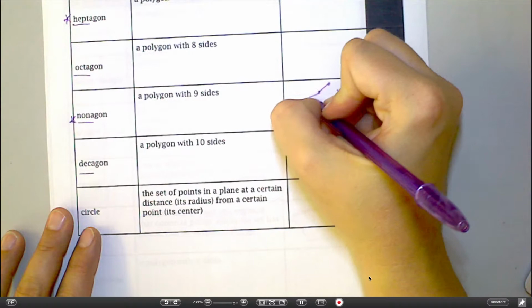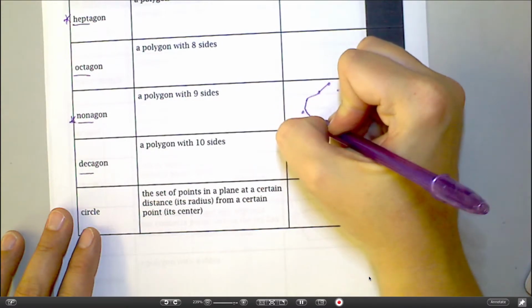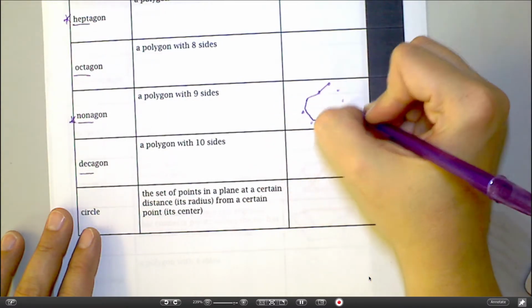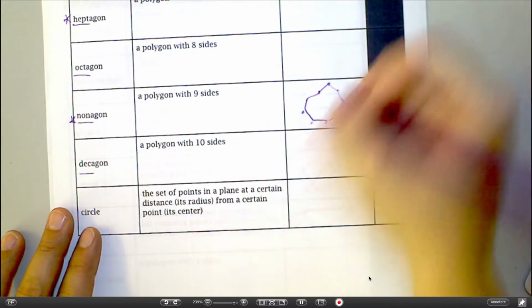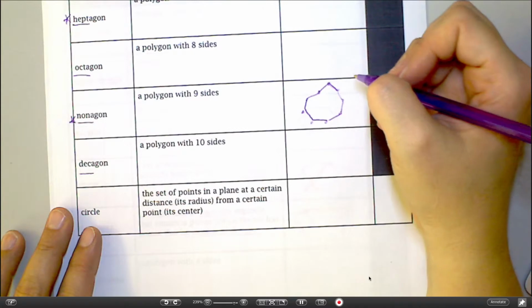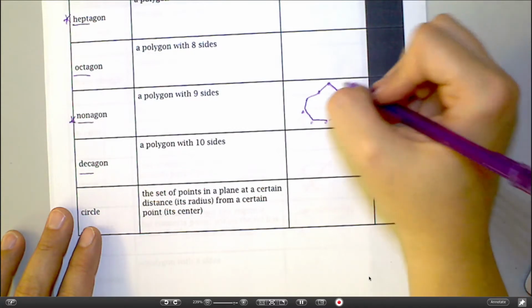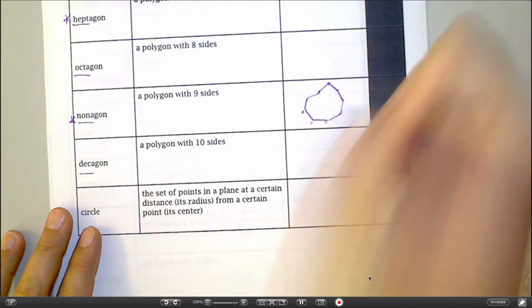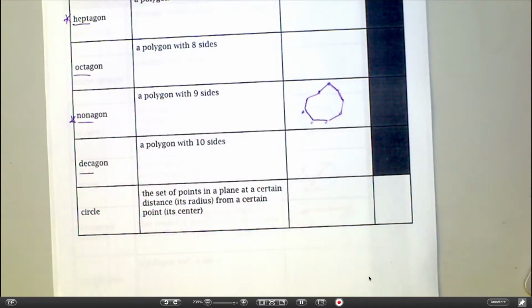So 1, 2, 3, 4, 5, 6, 7, 8, 9. That's a nonagon. Okay? It does not have to be a regular nonagon.